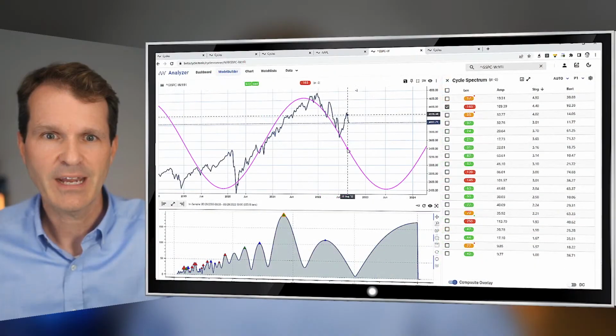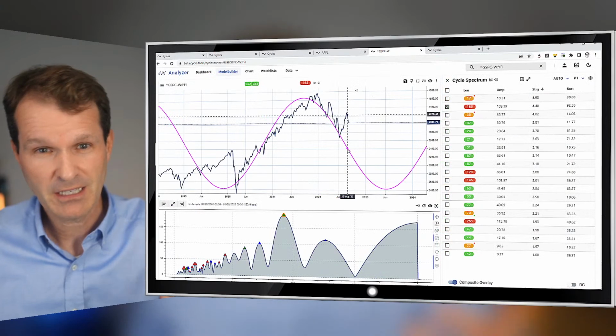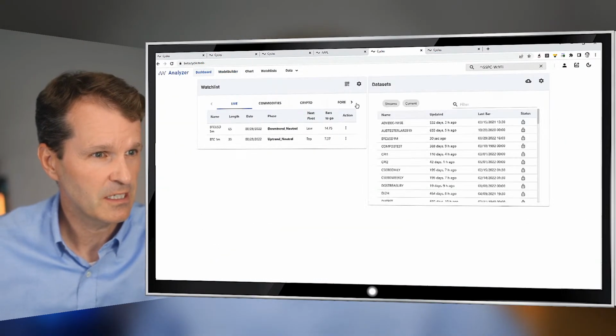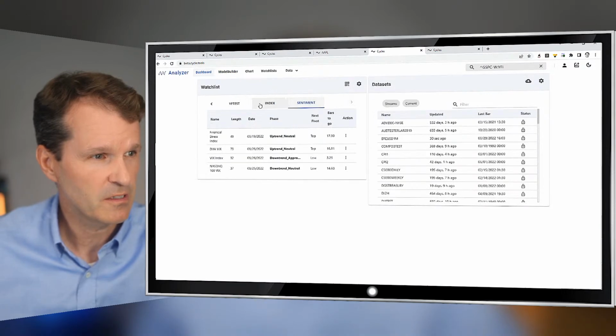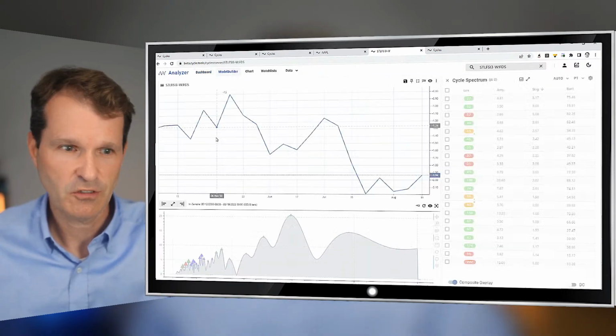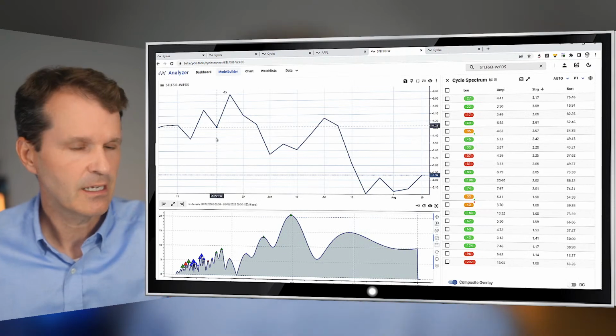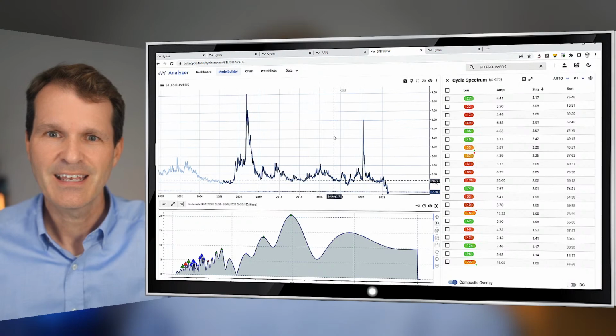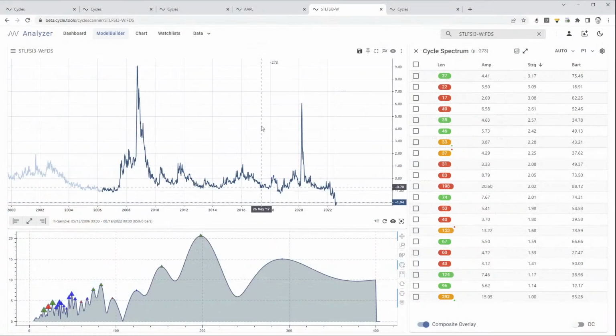We can open this data set in our cycle scanner, as this is provided by the FRED API. I have listed this in my dashboard view here in the sentiment section. This is the financial stress index, a weekly data set, which I've pulled up here into our cycle scanner. This is how the financial stress index raw data set looks like.